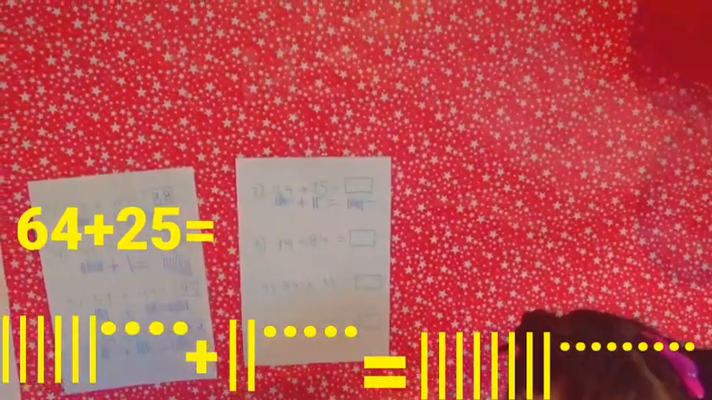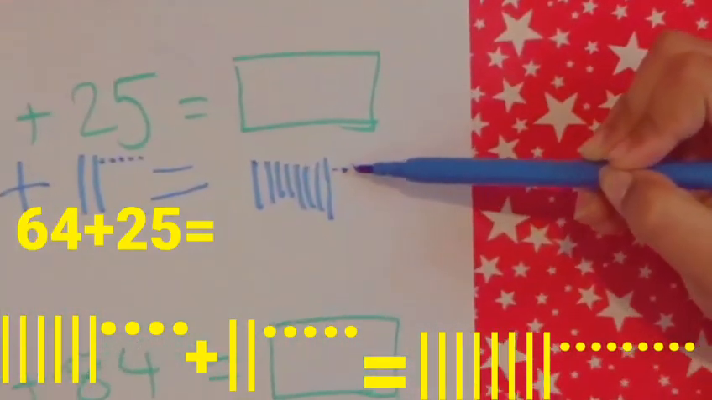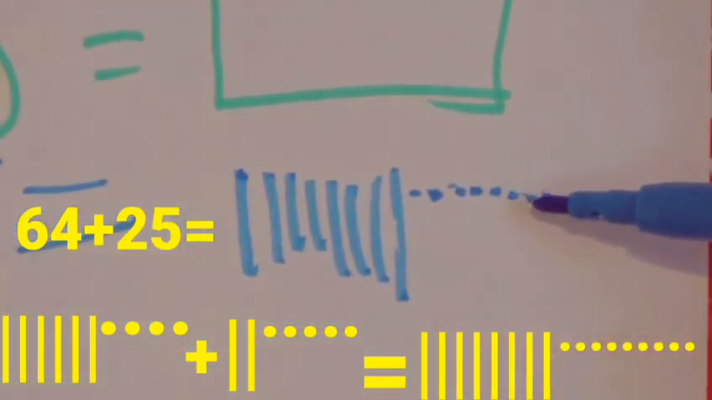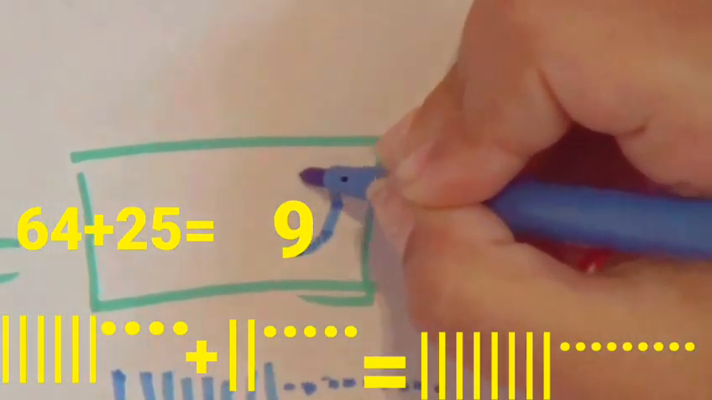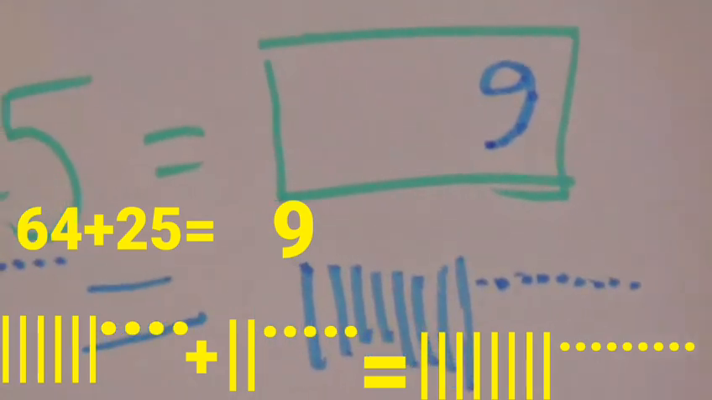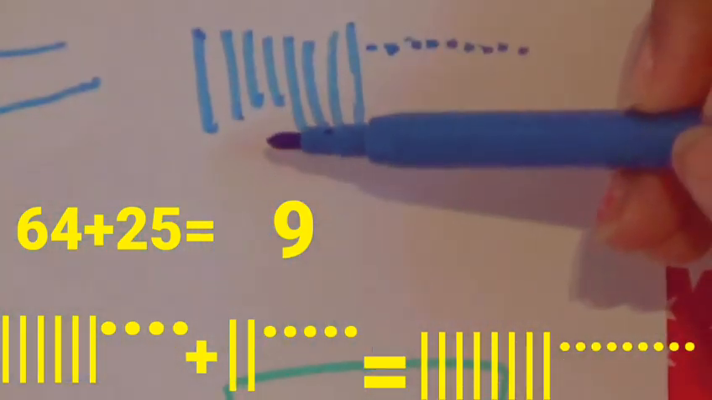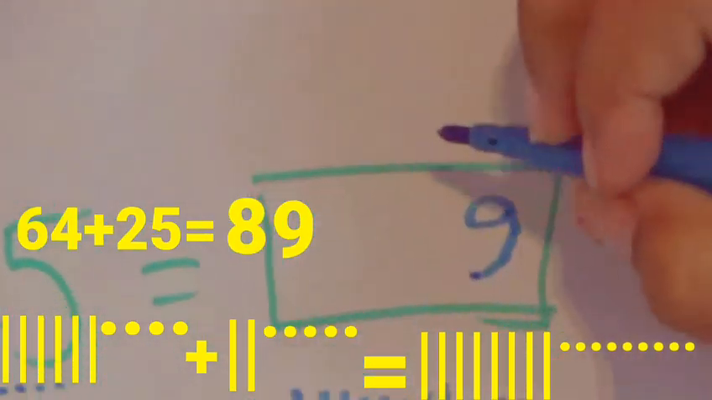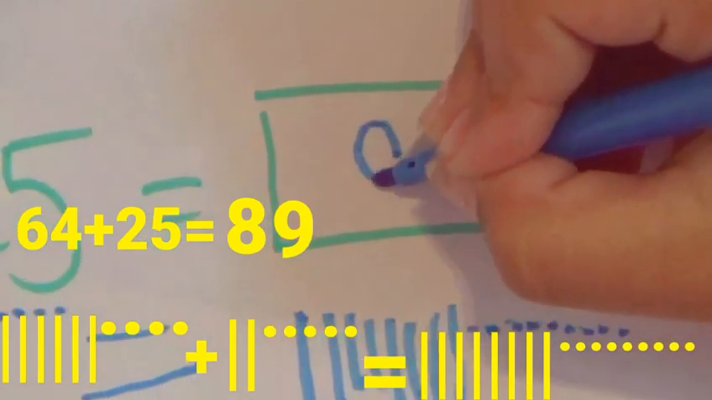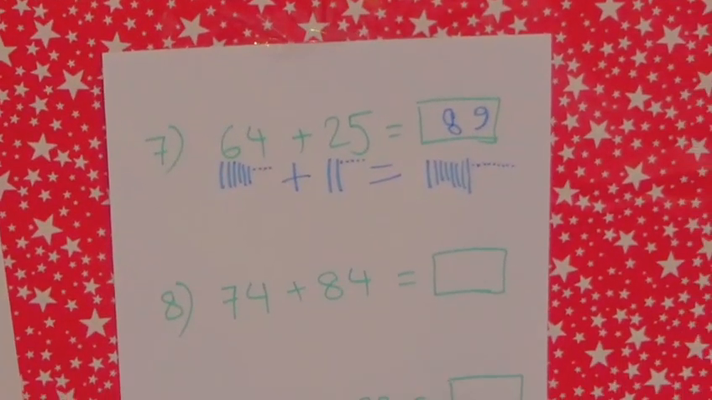Let's count the dots. 1, 2, 3, 4, 5, 6, 7, 8, 9. That's right, 9 here. Now let's count the lines. 1, 2, 3, 4, 5, 6, 7, 8. That's right, 8 here. Now let's do the next one.